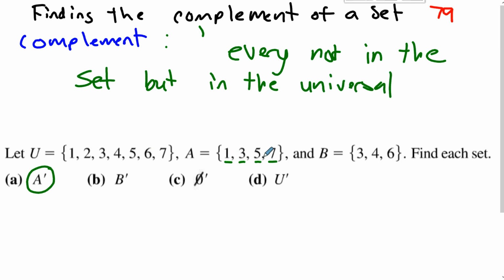So 1, 3, 5, and 7. You just mark those out. 1, 3, 5, and 7. So everything that's left in the universal is your complement. So 2, 4, and 6. Everything not in your set, but it's in the universal.